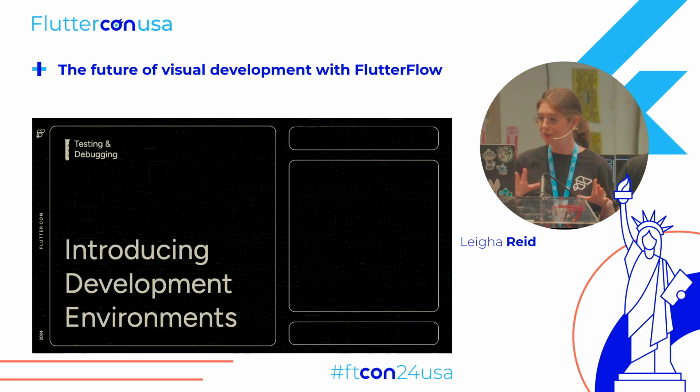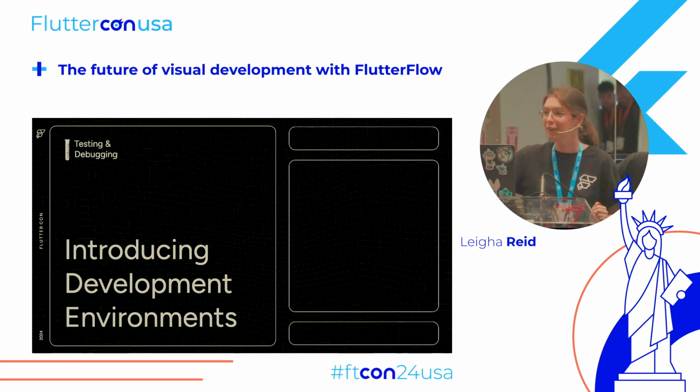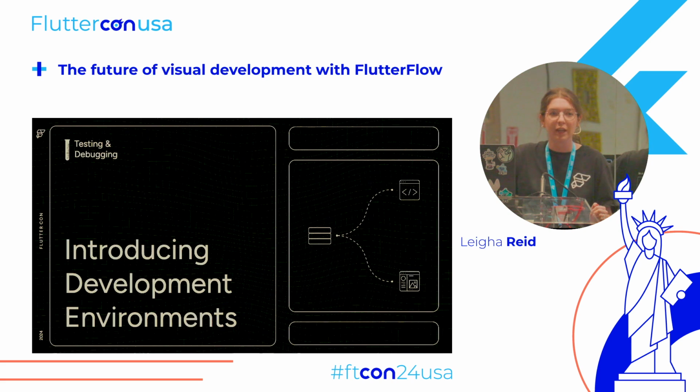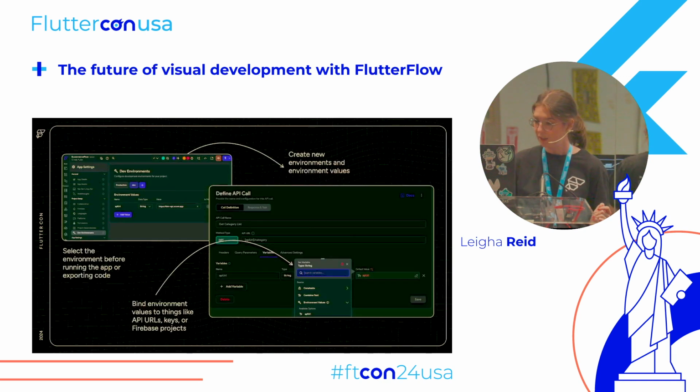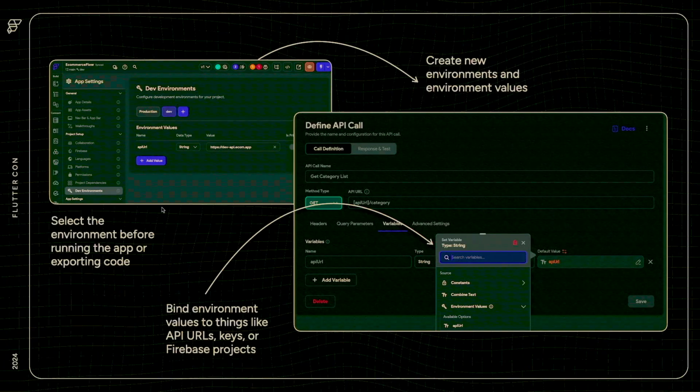Cool. So that was widget builder as a parameter. Another feature that we talked about was development environments. If you've used flavors in Flutter, it's a very similar concept. Depending on where you're at in your development cycle, whether you're developing a new feature, testing a new feature, or pushing something to production, you might want to point to a different database, use different assets, or even display something different on your screen. So development environments in FlutterFlow allow you to do this.